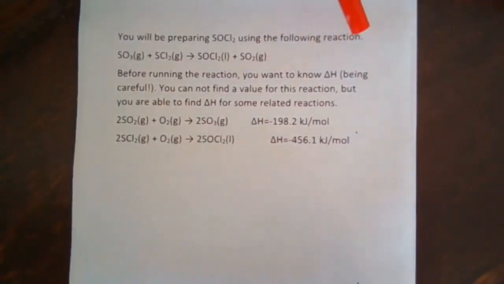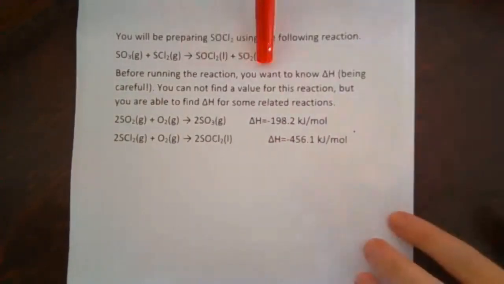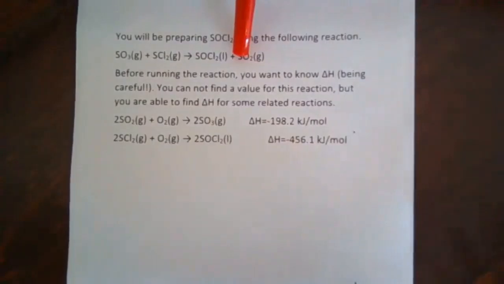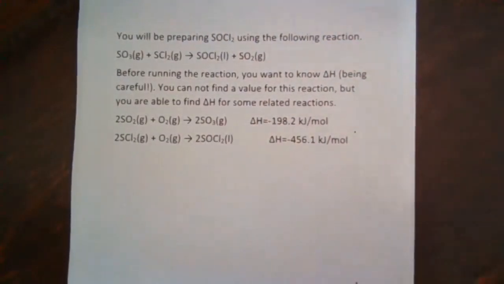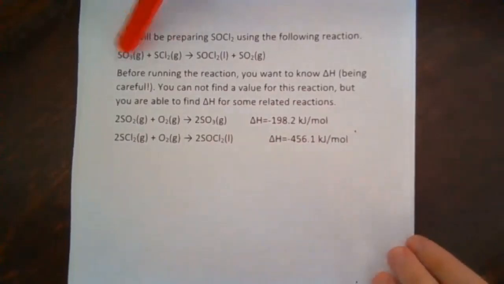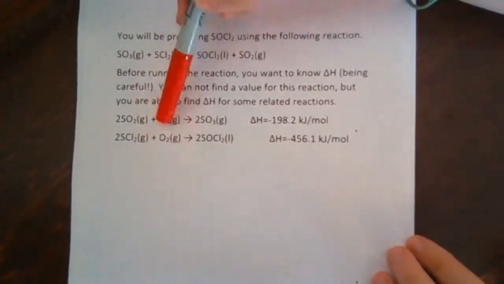That's part of doing safe chemistry, is knowing not only what you're going to make, but what the energy associated with that is. So this is a big part of being careful, not just haphazardly running chemical reactions. So there's no delta H for this. You can't look it up, but you find these other reference reactions.